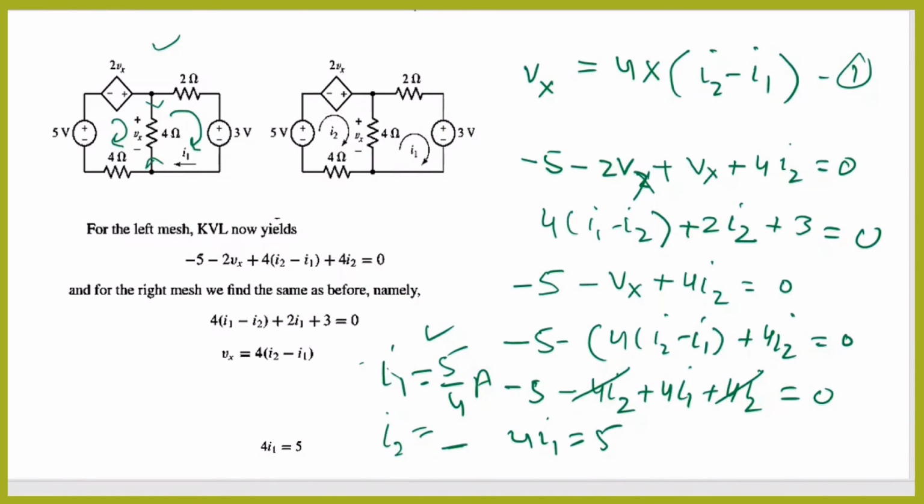Okay, so this is how you see how simple it is now. Even though there is a dependent source, writing this Vx in this equation instead of writing 4 into I2 minus I1 has made the problem very simple, and we could solve the problem very easily. Is it clear? Am I clear up to now? Yeah, very good.